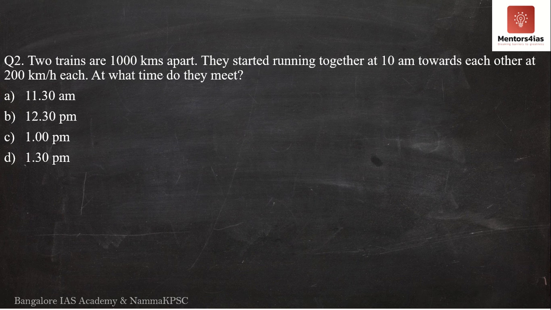Okay. Now there's the second question which says two trains are 1000 kilometers apart. They started running together at 10 a.m. towards each other at 200 kilometers per hour each. At what time do they meet? Now the question over here is asking for time. So I did mention that we will be taking up one particular type of question. This is that one particular type of question.